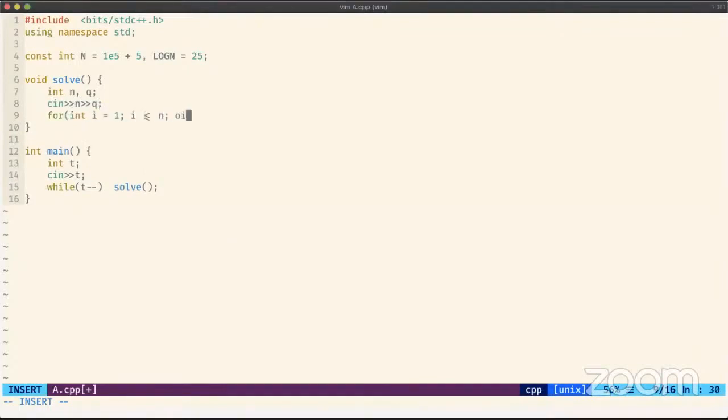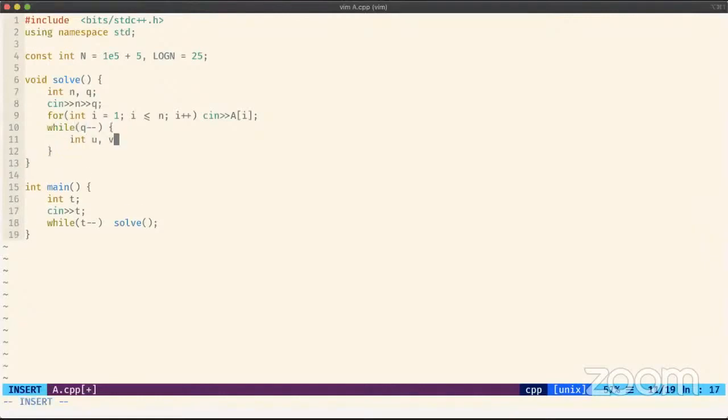The Enoch question is pretty simple. You're given a tree. Each node has a value, which is a of i. And then you're given a bunch of queries, right? And in each query, you're given two nodes. And you have to find the LCA of those two nodes. The cost aggregate of those two nodes.